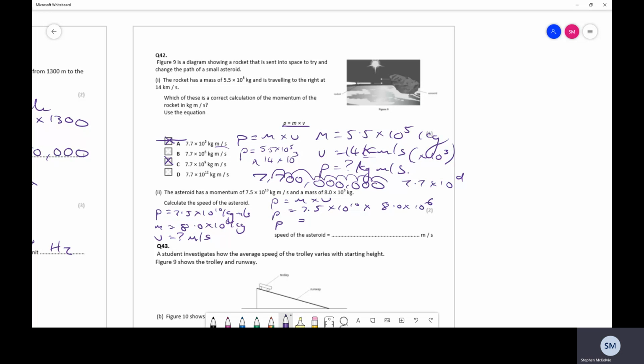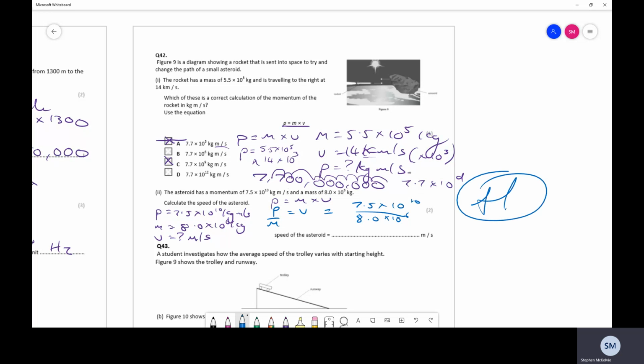Oh, stupid. What mistake did I make here? Can you tell that I'm getting tired of doing these questions? And I tell you what, that's what's going to make me fail. Because it wants me to find the velocity. Momentum divided by mass is equal to velocity. So actually what I want to do is 7.5 times 10 to the 10 divided by 8.0 times 10 to the 6. I must remember that mistake as well and let everybody know about it.